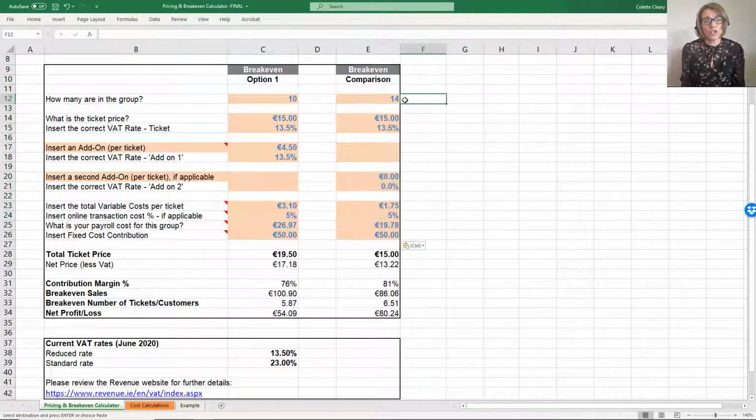Once you've completed option 1, complete the comparison here in this column. This will allow you to change the price of a ticket, add-ons, and/or the size of the group to help you to understand how this impacts your break-even and your profit.